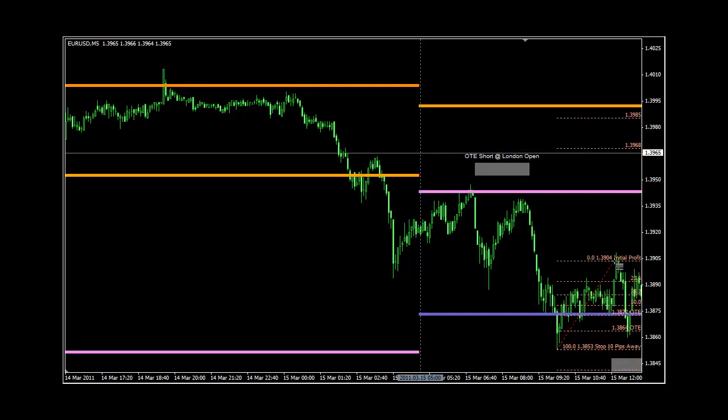I'm going to plot it up to this high in here. Price trades down right into optimal trade entry. So we have time and day, which is New York Open. We're in the buy zone.